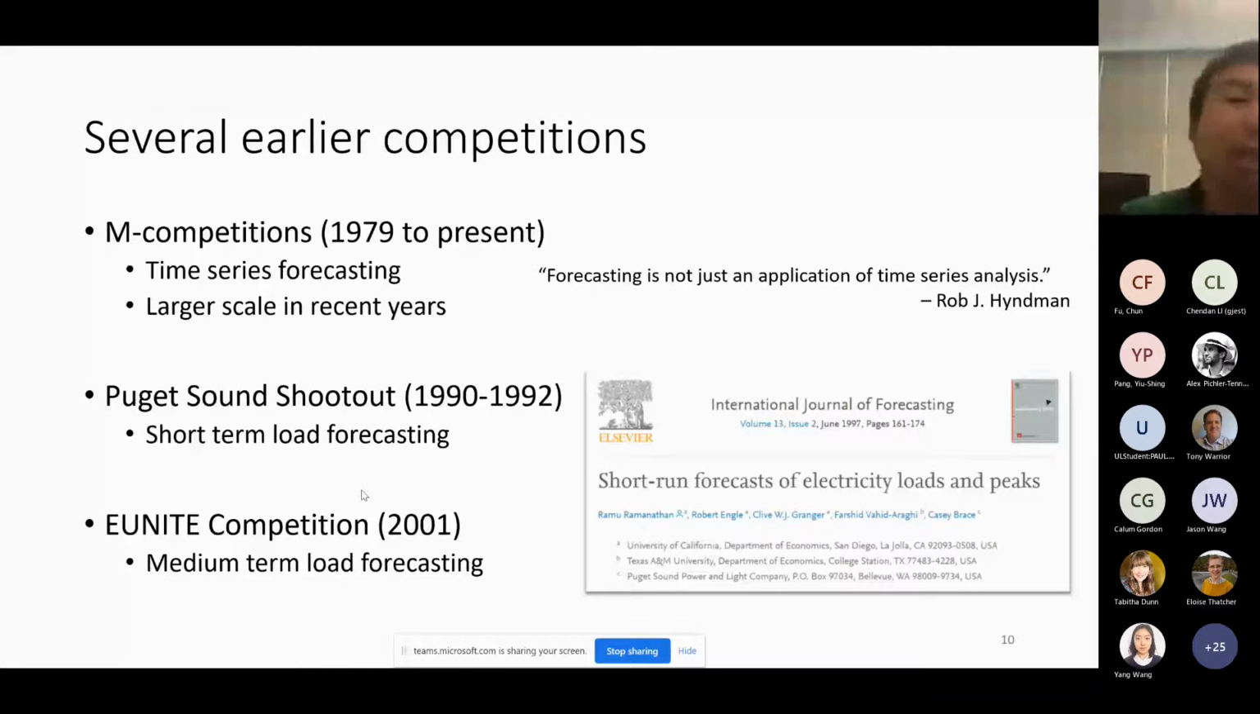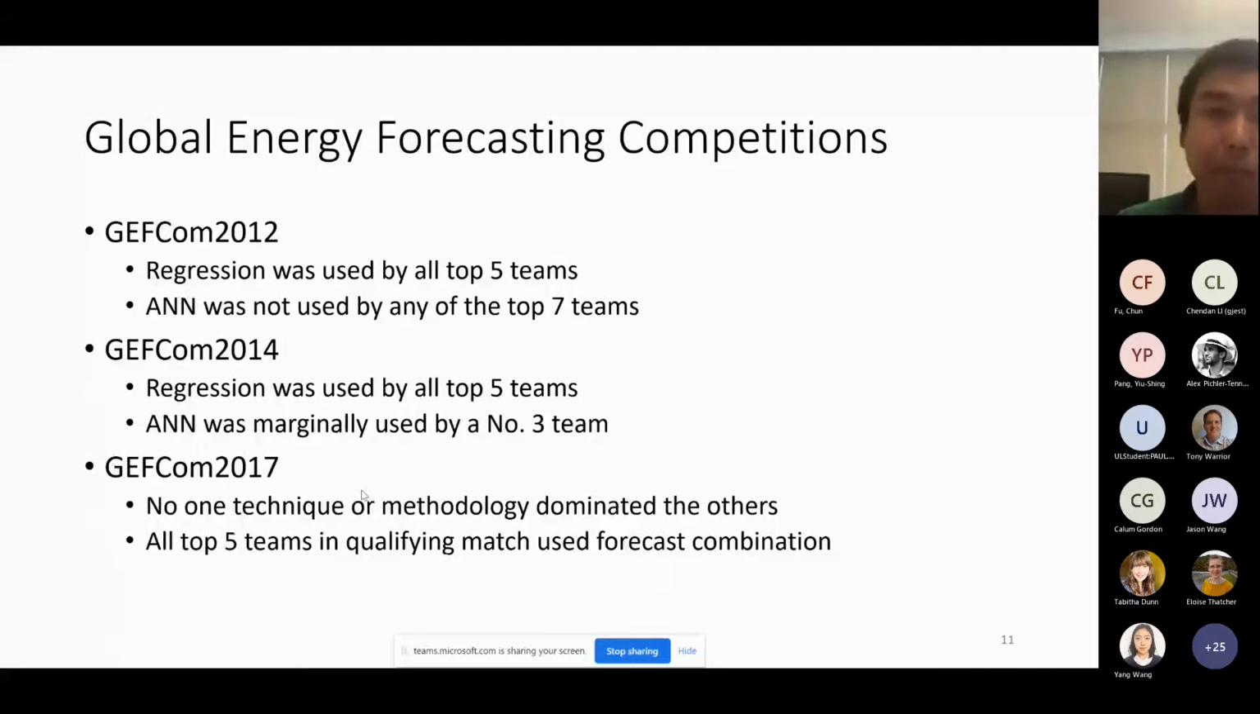Okay. And then in 2001, there was a EUNITE competition from Europe. It's a medium-term load forecasting competition. I think it was forecasting daily peaks of electricity for a month ahead. Again, a fairly successful competition. The winners published their papers in journals as well. So these were earlier competitions before the Global Energy Forecasting Competition that I led.